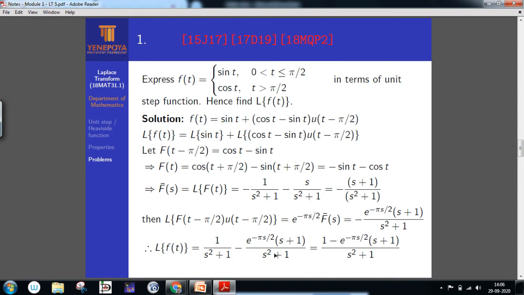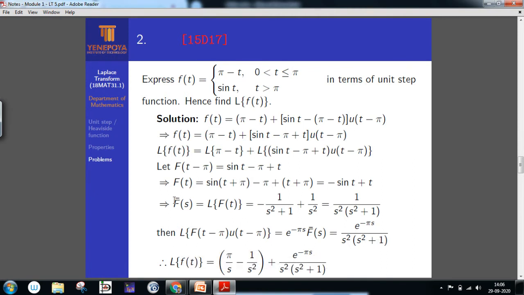So the answer is (1 − e^(−πs/2))(s + 1) divided by (s² + 1). Second question: express f(t) as π − t when t is 0 to π, and sin t when t is greater than π, in terms of unit step function. First express in terms of unit step function, then find the Laplace transform of f(t).